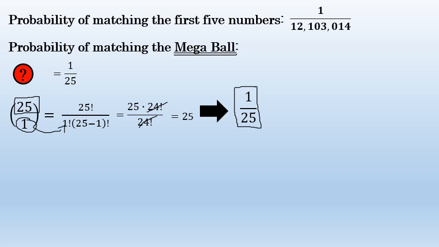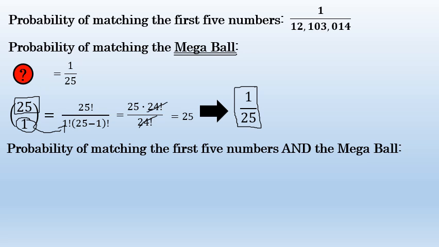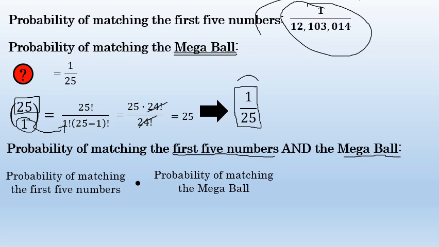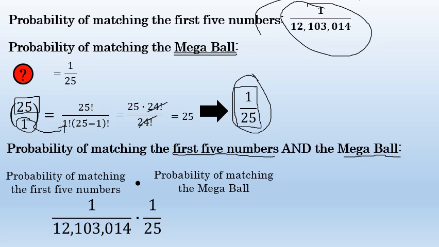Now, the probability of winning the entire jackpot. The probability is the probability of matching the first 5 numbers and the probability of matching the mega ball. Remember, when you're trying to find the probability of 2 separate events happening, you multiply the 2 probabilities. We now know those 2 probabilities. The probability of matching the first 5 numbers is up here. The probability of matching the mega ball is 1 in 25.